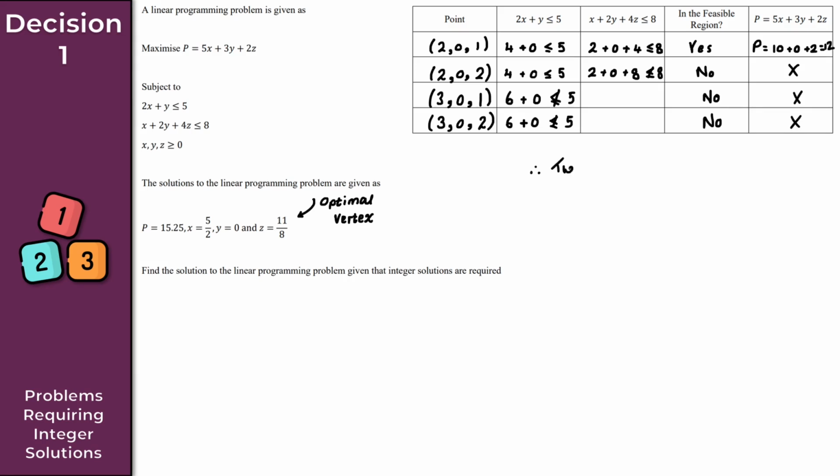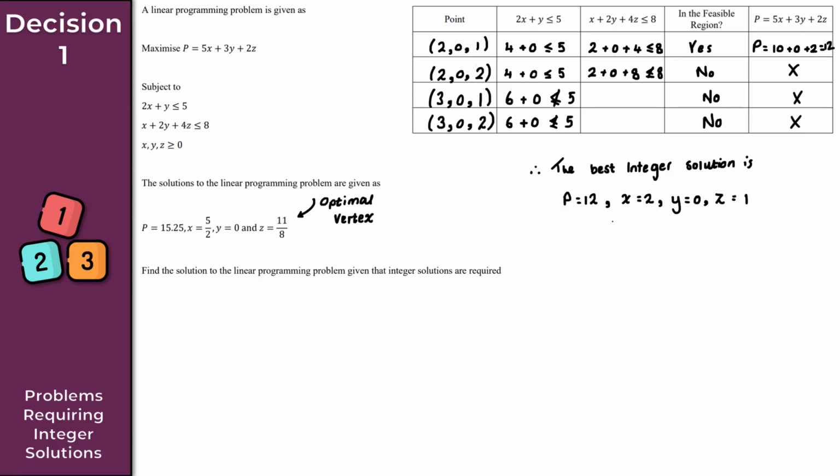Therefore, the best integer solution here is, so what did I get for p here? So for p then we got 12. So p is equal to 12. What about x then? So x here, so that corresponds to this point here. So x is 2. Y is just 0. And then for z here, we just simply get 1.